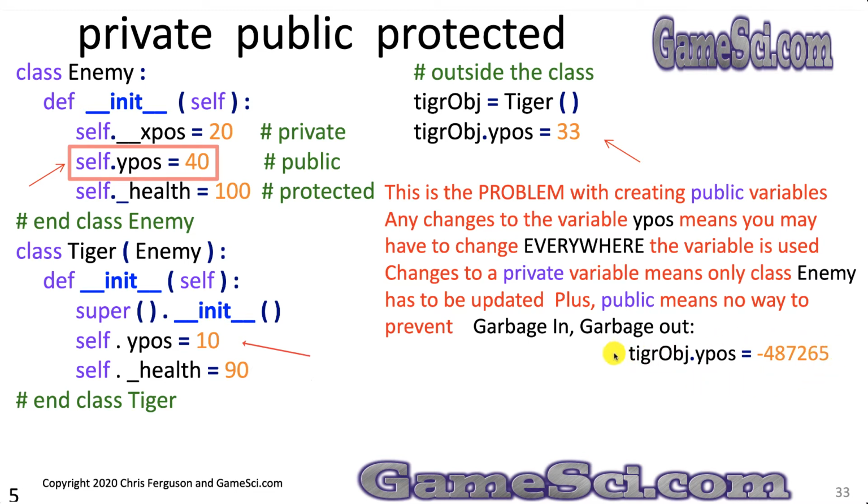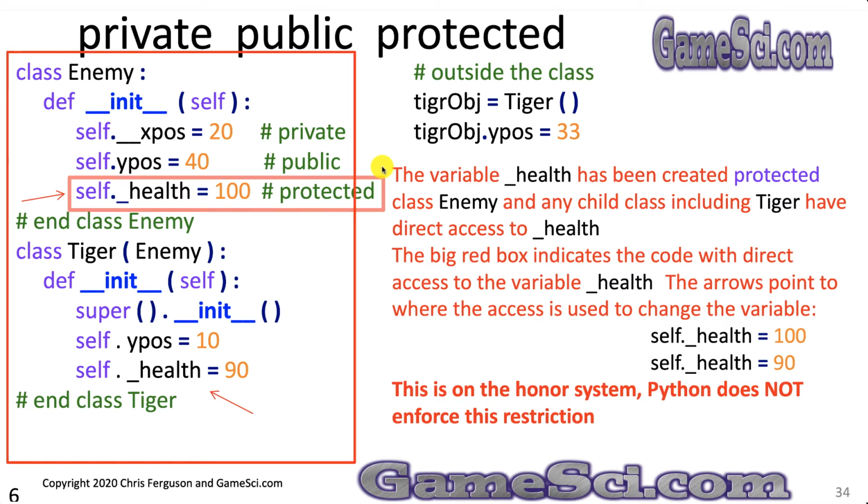If you force users to call set methods to change your variables, you could say, I reject this value. I will not change ypos to this bogus value. The variable _health has been created in protected mode. The class Enemy and any child class, including Tiger, do have direct access to _health. The big red box indicates the code with direct access to the variable _health. The arrows point to where that access is used to change the variable.